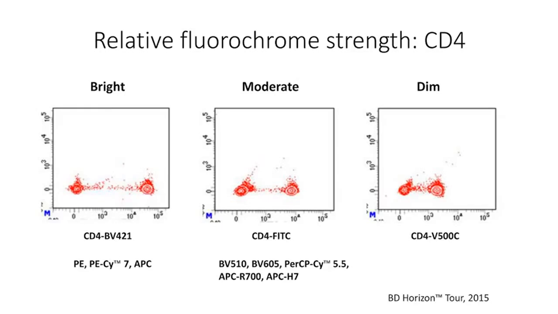How strong is the fluor? How bright is the epitope that you're trying to detect? But it's only one side of the coin.